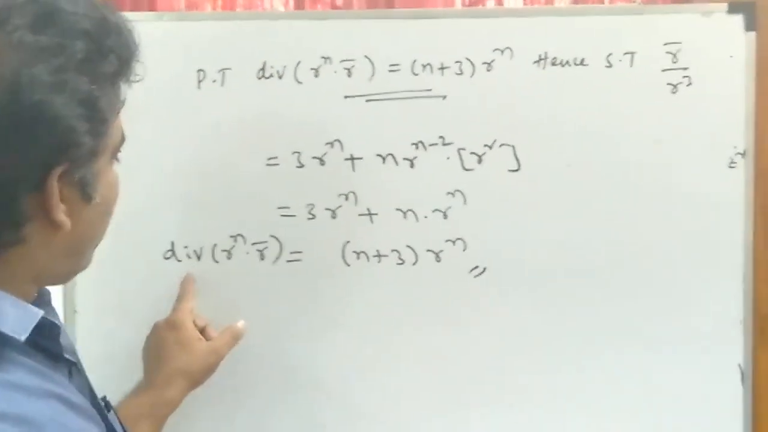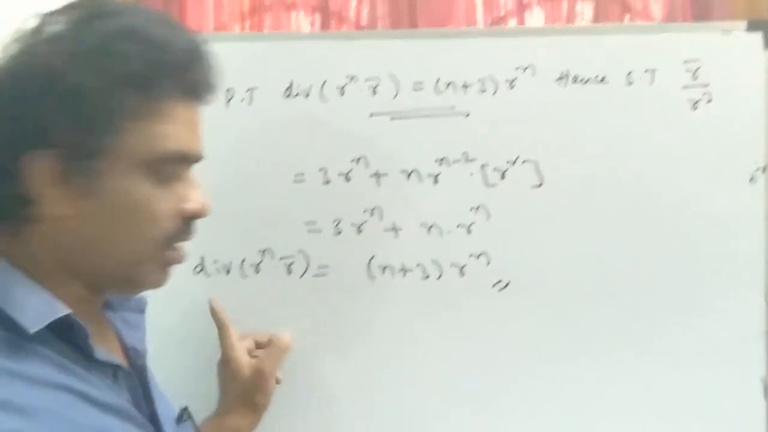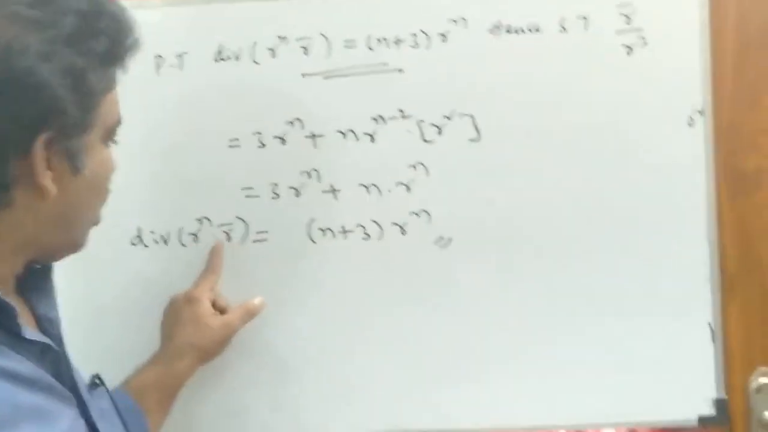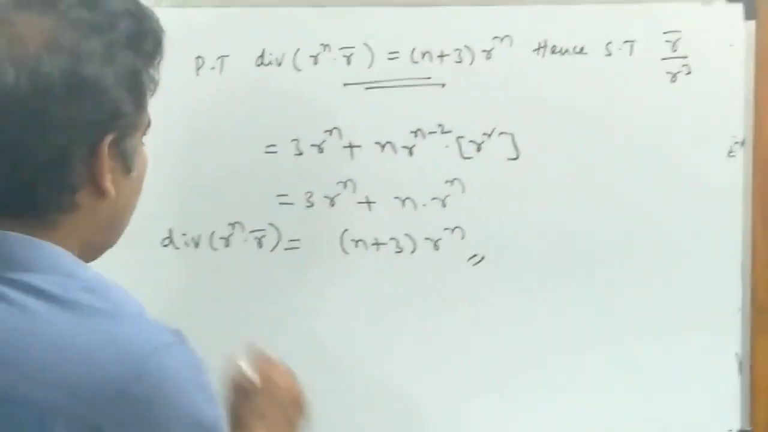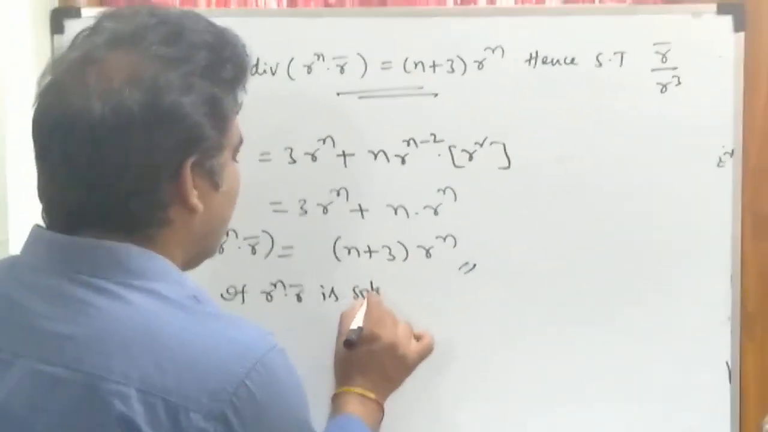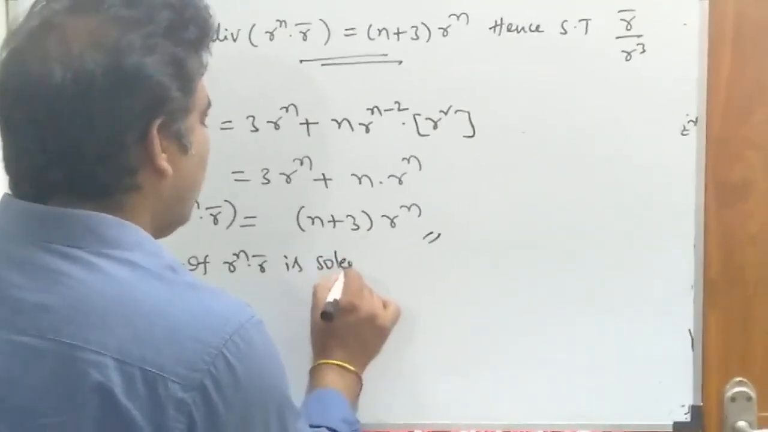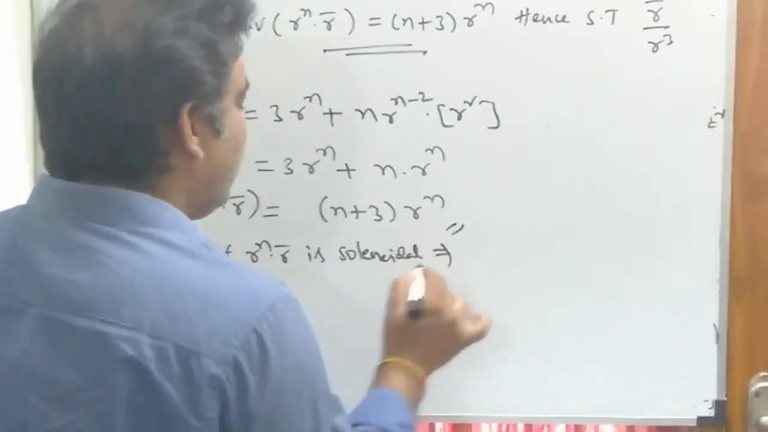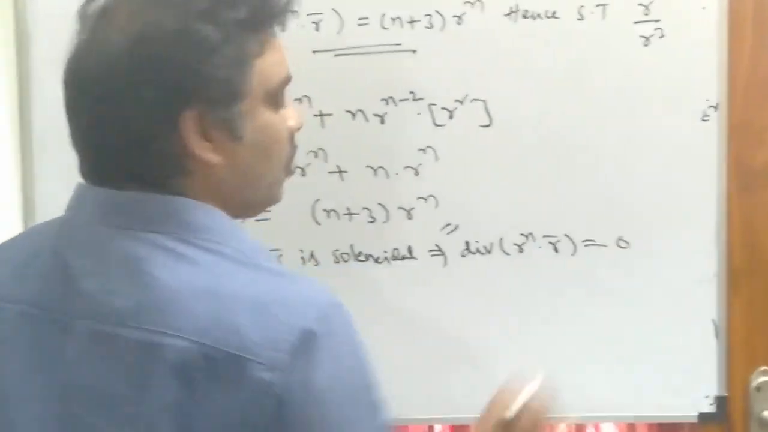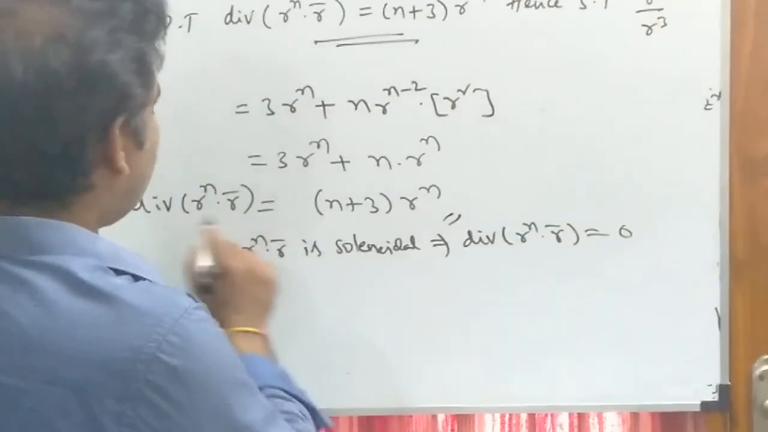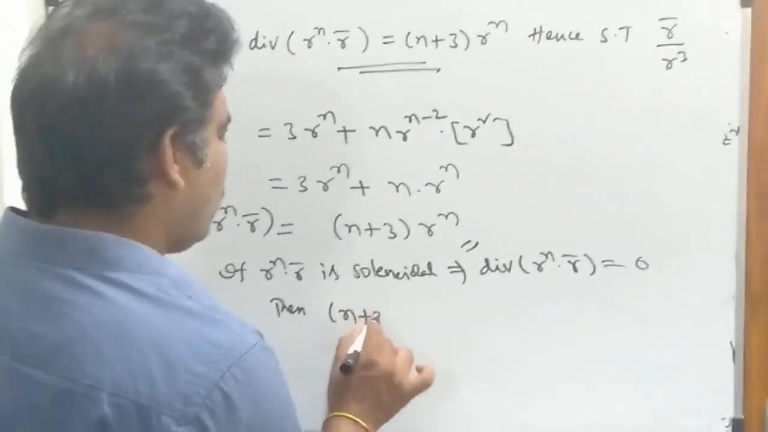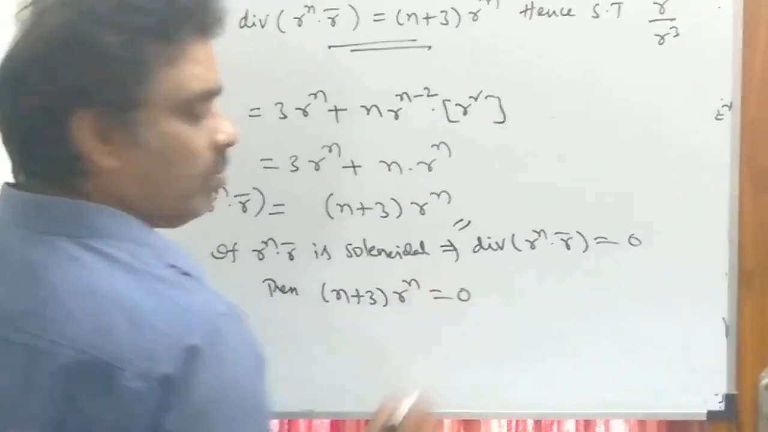Suppose r power n into r bar is a solenoidal vector. Solenoidal vector means this value should be 0. By definition, divergence of r power n into r bar is equal to 0. That means if this is solenoidal, then (n plus 3) into r power n is equal to 0.